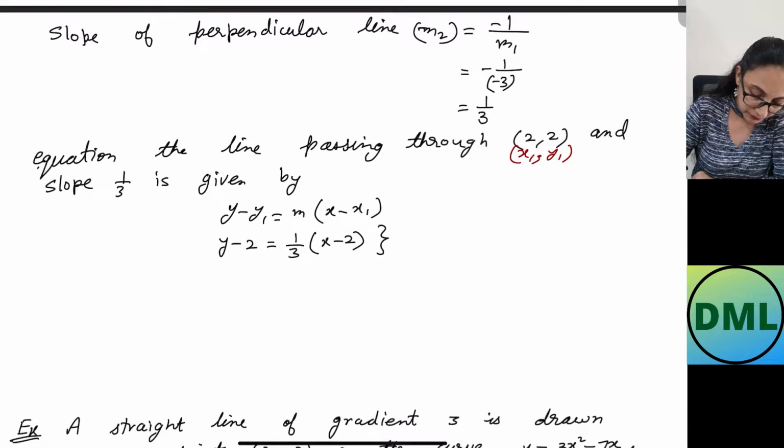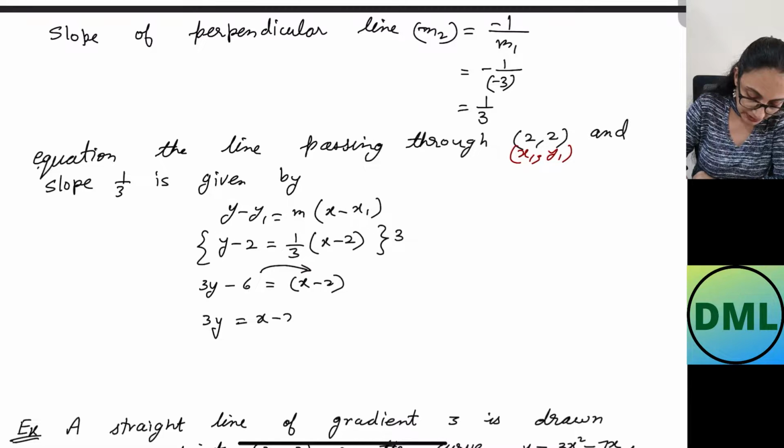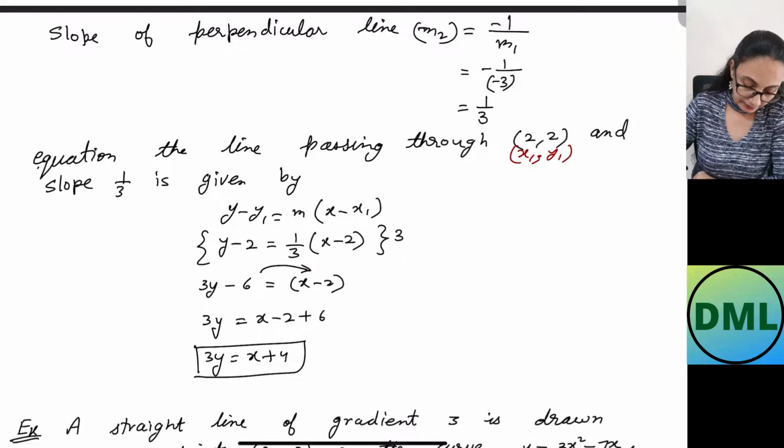Now multiply this full equation by 3, as we have 3 in the denominator. So it will be 3y minus 6 is equal to x minus 2. Now move the 6 to the right hand side. It will be 3y is equal to x minus 2 plus 6. So it will be 3y is equal to x plus 4. That will be your equation of the line.